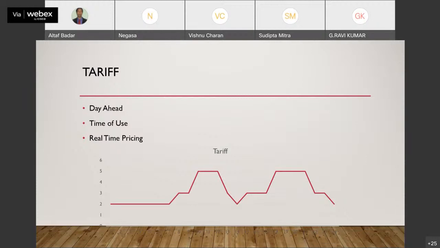So I've got, say, a tariff rate of 2, 2, 2, 2 and then suddenly it jumps to 3, then it retains at 3, then it goes to 5, retains at 5, goes down to 3, 2, 3, 3, and so on, 5, 5, 3, 3, 2, like that. So this is also one way of representing the tariff.